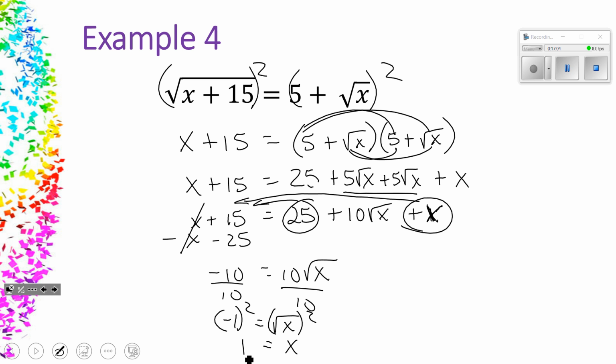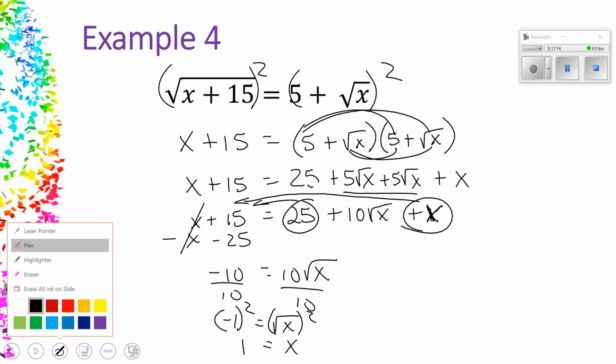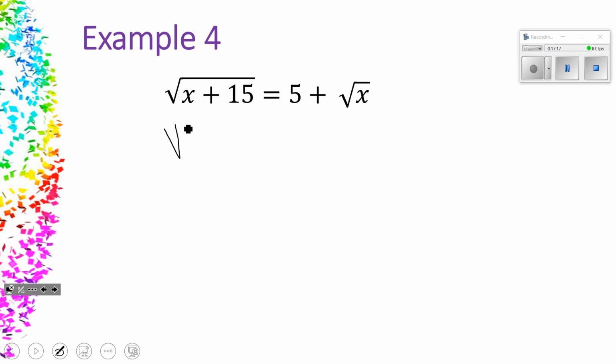When you square a negative times a negative, you'll get a positive. Okay? So my question is, does 1 work? Yay or nay? Does 1 work? So if you plug in, and Darius asked, does this mean I have to plug in 1 for both x's? Yes.